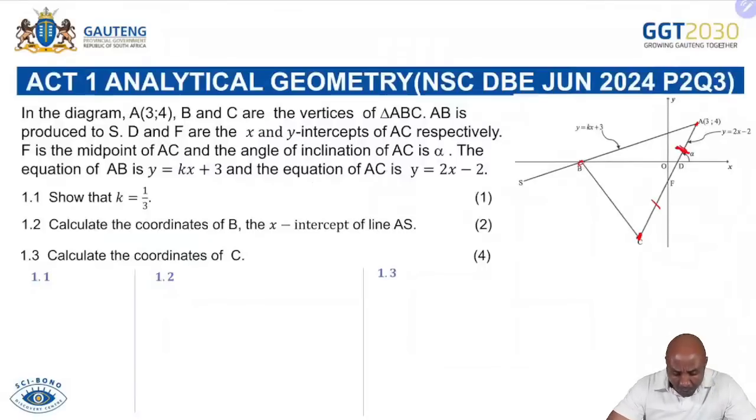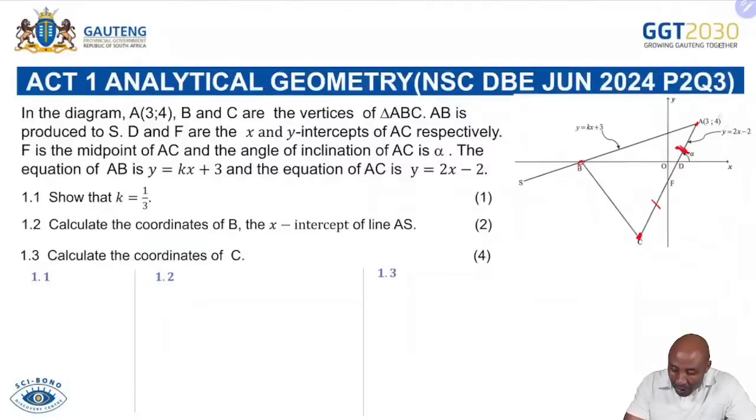Now, we are told that the angle of inclination of AC is alpha. The equation of AB is y is equal to kx plus 3. They have given us that there. The equation of AC is y is equal to 2x minus 2. We have to show that k is 1 over 3. We have the equation of that straight line. So the easiest thing to do there, we have to show that k is 1 over 3. It has to come at the end.